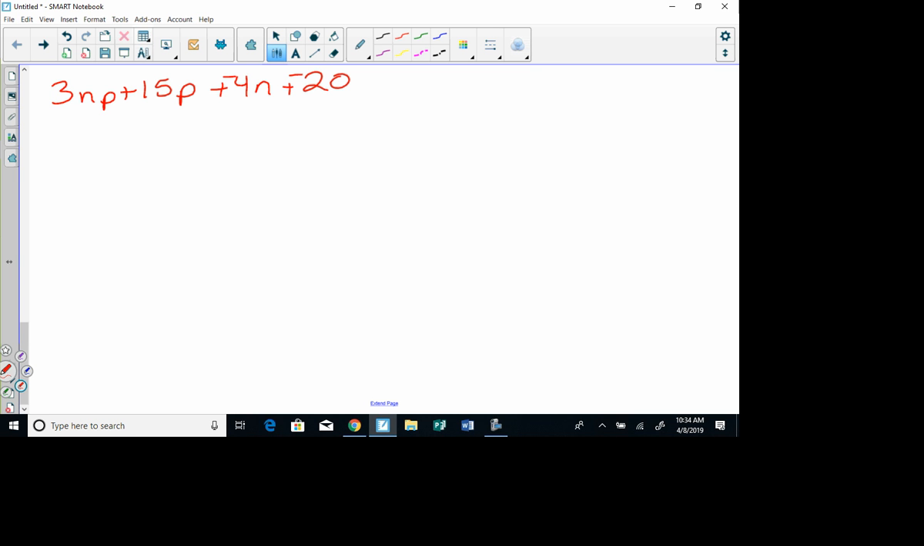Okay, now, so I'm going to group it. I'm going to look at just the first two terms. I'm going to ignore the negative 4N and the negative 20. So when you look at 3NP and 15P, what do they have in common? 3P. A P and a 3, right? So I'm going to factor out a 3P. So let's write 3P here.